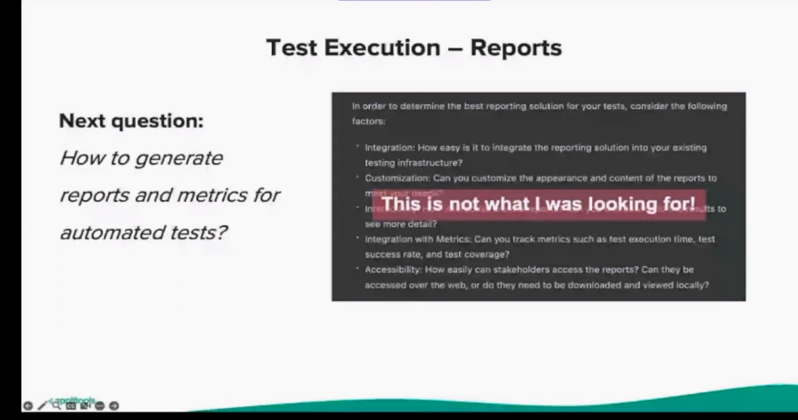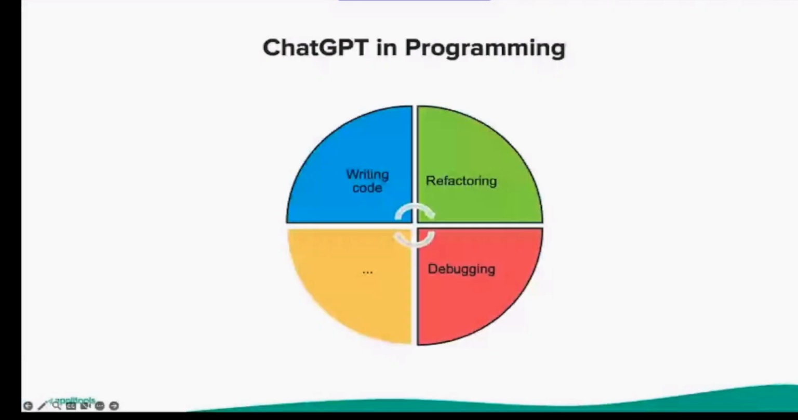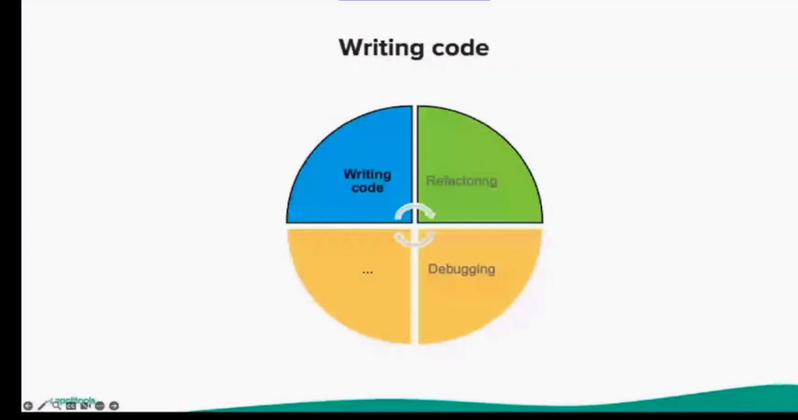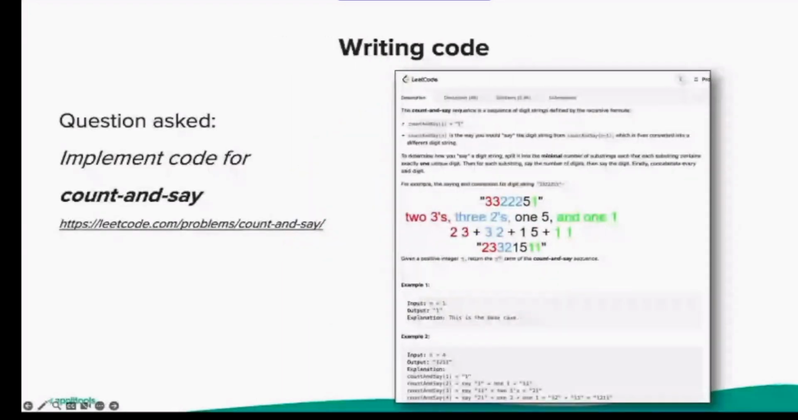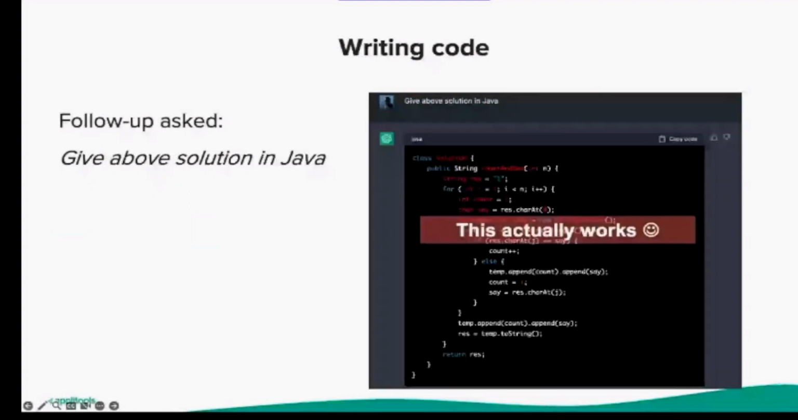Then we moved on from the testing perspective and test automation to how ChatGPT could help us in programming. Because automation, after all, is programming. So from a programming perspective, we saw various examples with respect to writing code. Given a problem statement, we asked it to give us a solution, and it gave us a pretty good solution. I was able to run the test, and the answers were as expected. The implementation was as expected based on the problem statement.